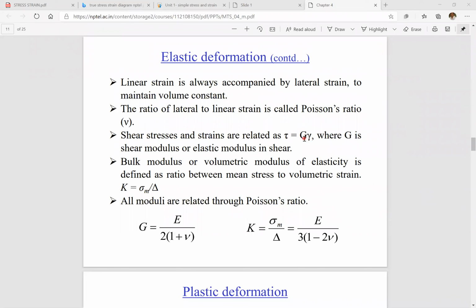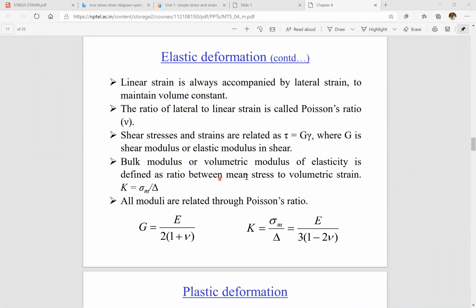G is the constant, or we can call it the shear modulus or elastic modulus in shear. Then another term, that is bulk modulus or volumetric modulus of elasticity. That is defined as the ratio between the mean stress to the volumetric strain. Please remember this bulk modulus, because it is going to be used for different derivations in this topic. The bulk modulus is the volumetric modulus of elasticity.